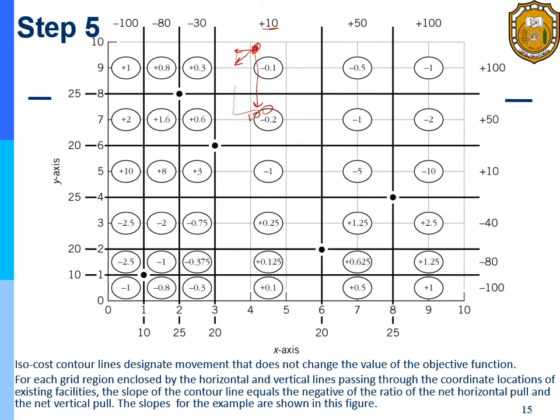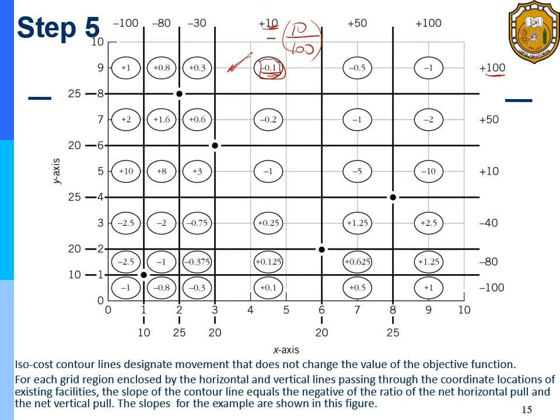And the slope of that movement will be simply this value, minus 0.1, which is calculated by dividing 10, which is this, by 100, which is this, and taking the negative of that. So this value over here is the slope of the movement in this grid.